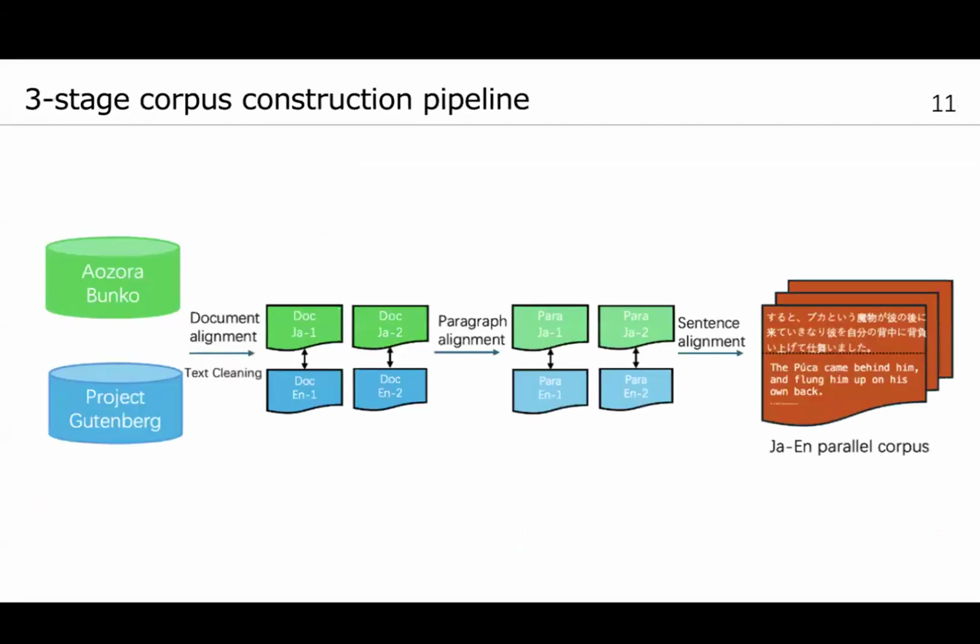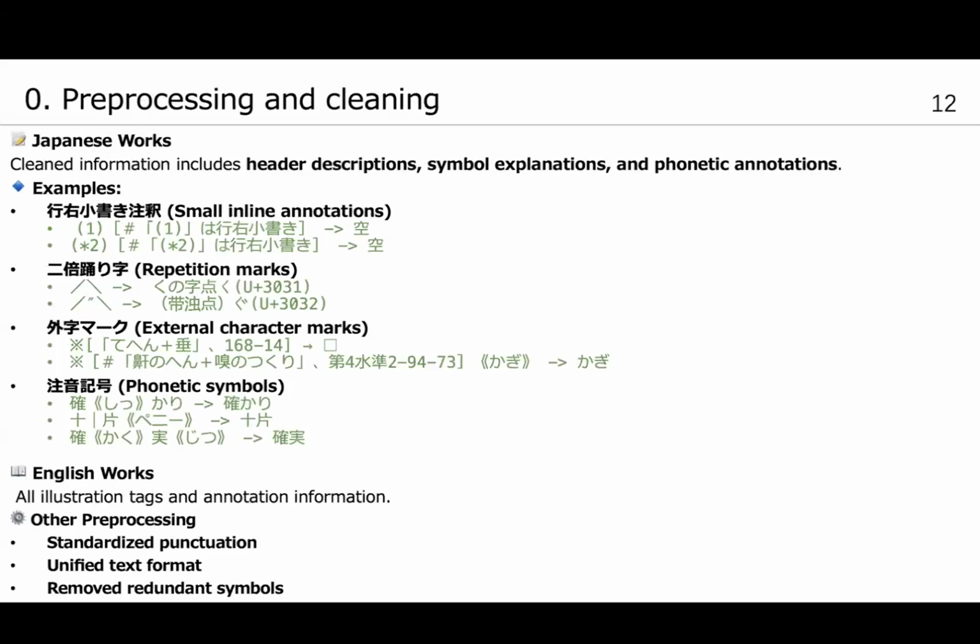The bilingual text is mined from Aozora Bunko and Project Gutenberg, and the construction pipeline can be divided into document alignment, paragraph alignment, and sentence alignment phases. Before alignment, there are some text pre-processing and cleaning procedures. We mainly clean the header descriptions, symbol explanations, and phonetic annotations. And below are some practical examples.